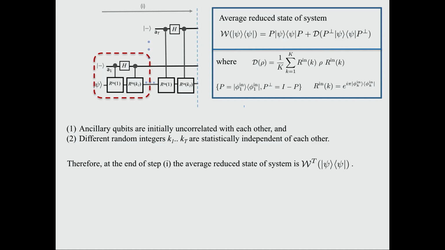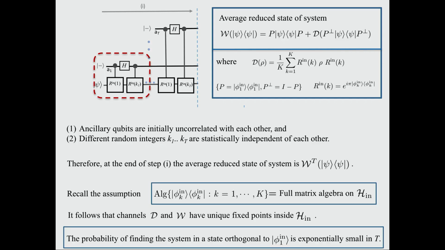And this is where basically the magic happens, or the cool part of the algorithm works. It turns out that the channel W has a unique fixed point inside the relevant subspace. And that unique fixed point is just a state phi 1 in, if and only if this condition is satisfied: if the algebra generated by these input states is the full matrix algebra on H in. So this condition guarantees that the channel W has a unique fixed point, and also channel D, this random unitary channel, has a unique fixed point. The unique fixed point of channel D is just the totally mixed state inside this H in, and the unique fixed point of channel W is the state phi 1 in.